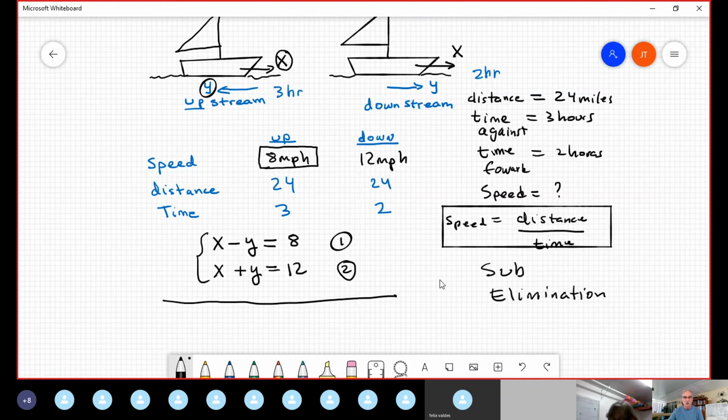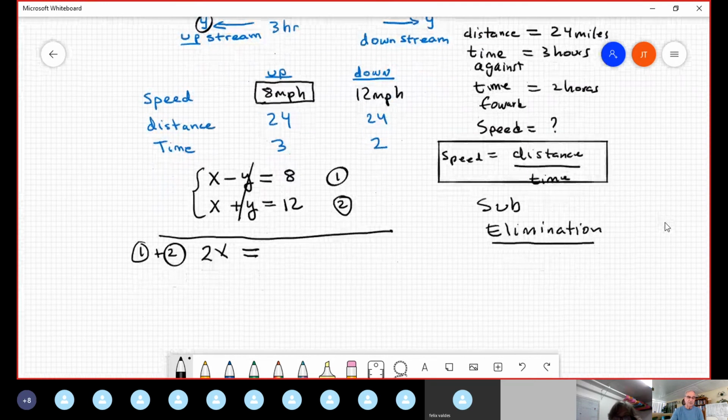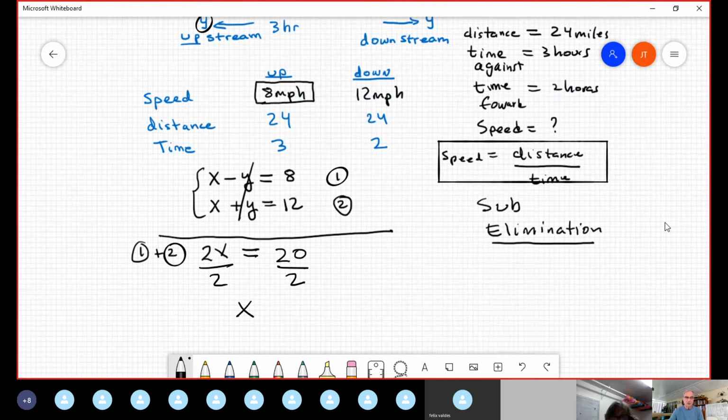You add equation number 1 plus equation number 2 by column. So how are you adding the column of the x? x plus x is 2x. Y negative, y positive, cancel out. It's elimination. This is the name of the method, elimination. And 8 plus 12 is 20. Divided by 2, x is equal 10.